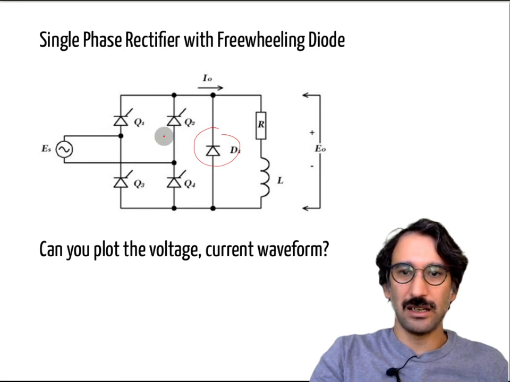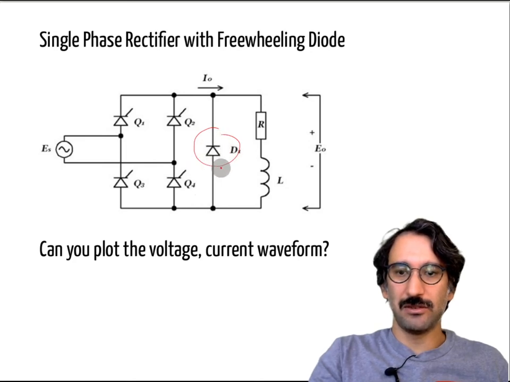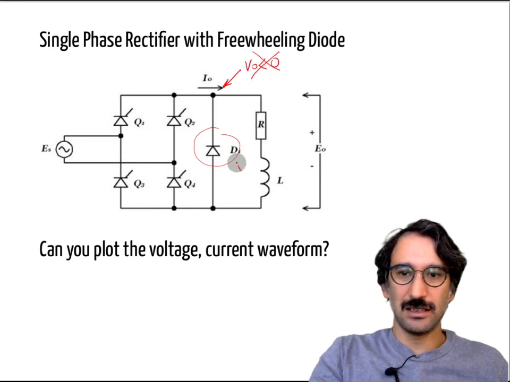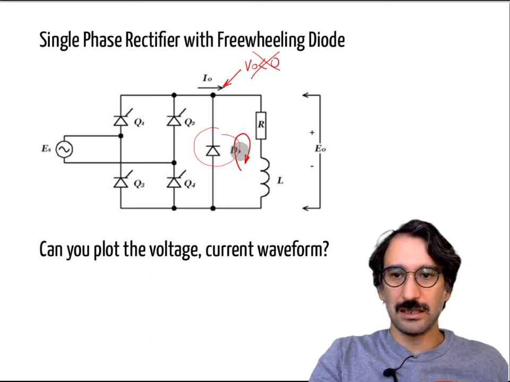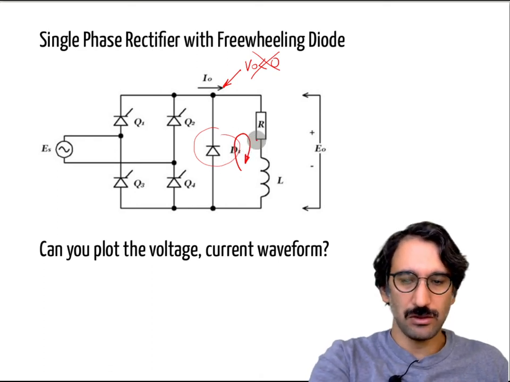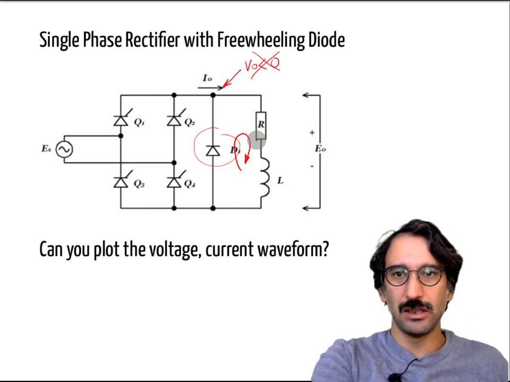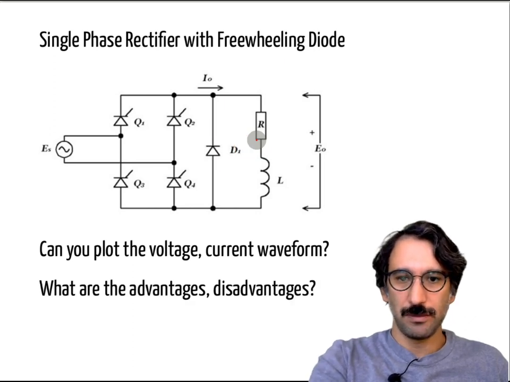So here I have my 4 thyristors, and to the output I just connected a freewheeling diode. So again, that output voltage cannot be less than 0, because whenever it is less than 0, that diode will get into the forward conduction mode and it will freewheel your RL load in that cycle, right? So now let's try to plot the output voltage.